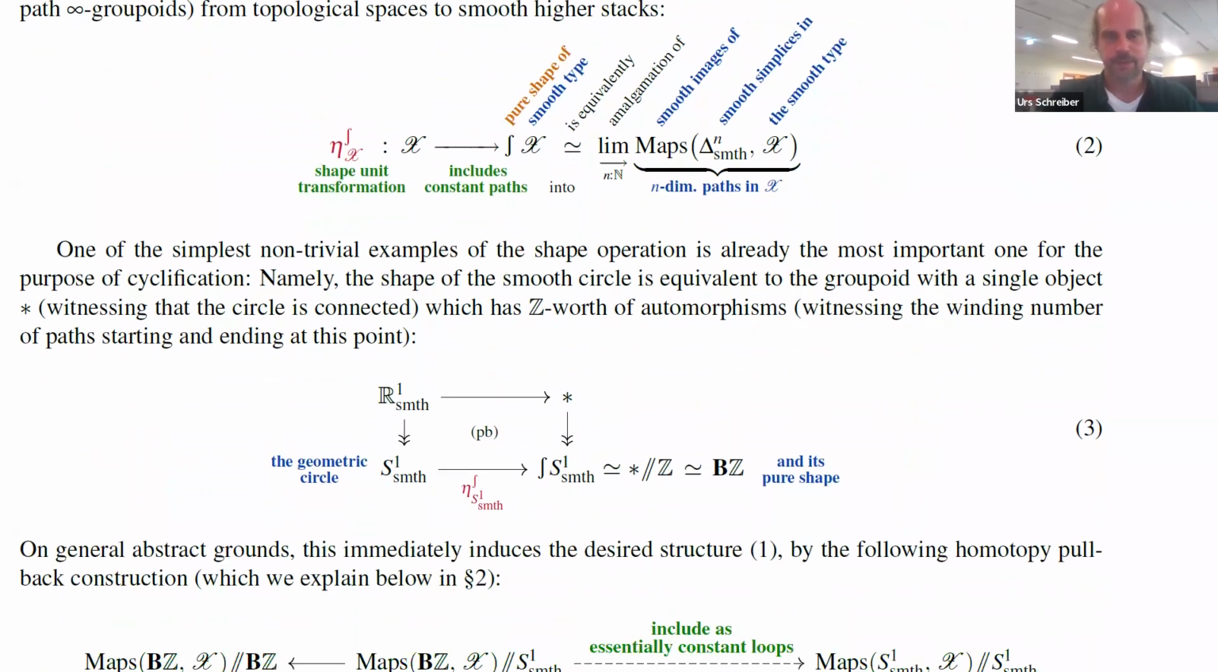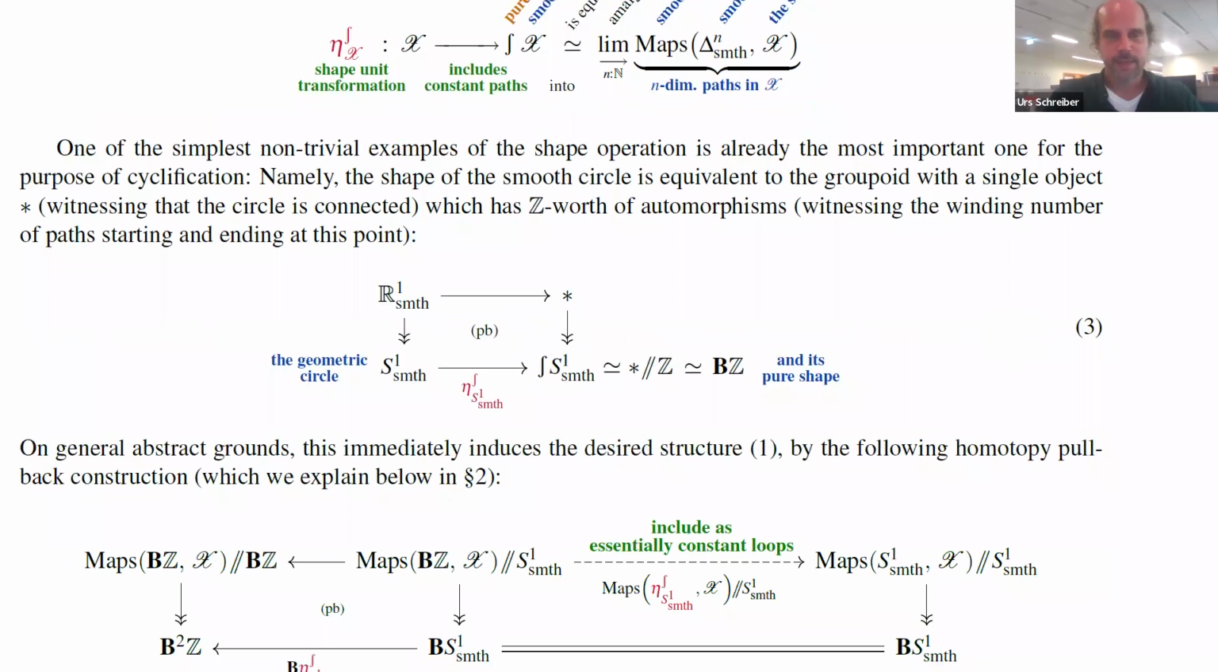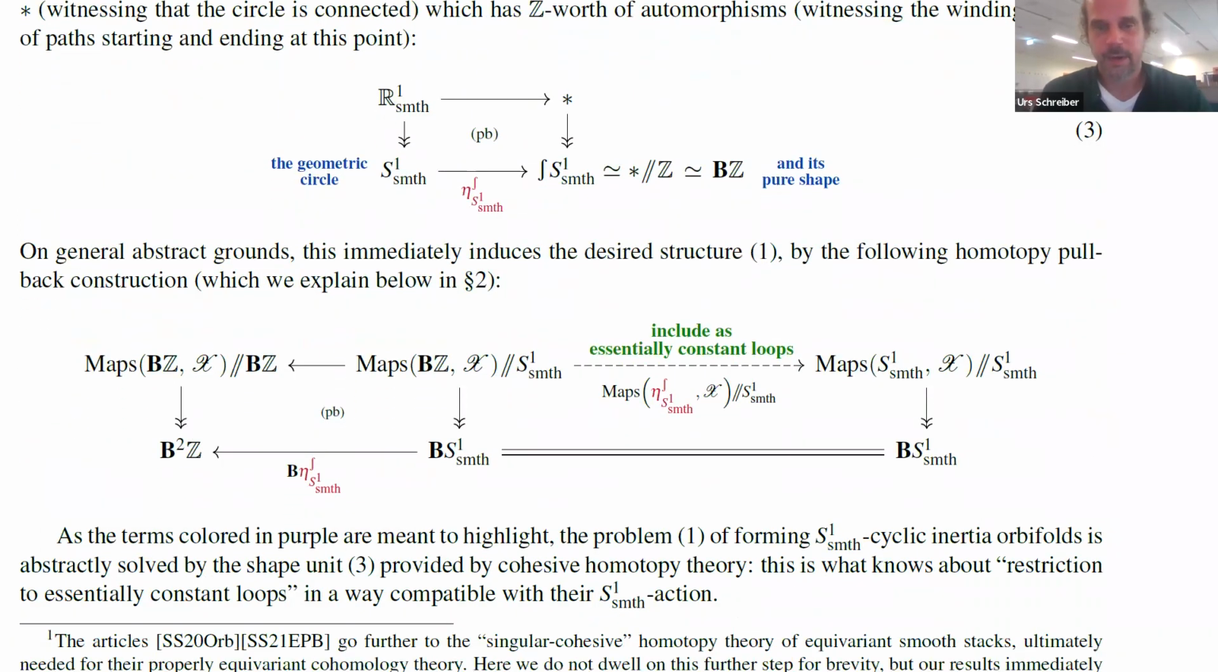I was pointing out a very basic fact in modern language. The point now is that, given that it's a natural transformation of stacks, we immediately have access to all the machinery of universal constructions in any infinity topos. And so we can form exactly what we want to form. Maybe the important diagram is the one on the left here. We can form the mapping stack out of BZ into X, which, remember, is what we expect to be the inertia stack of X, to be thought of as the essentially constant loops in X. We can homotopy quotient that. So BZ, that's the point now. S1 was a group under the ordinary circle group action, but BZ is still a group in the category of stacks. It's what's called a two-group.